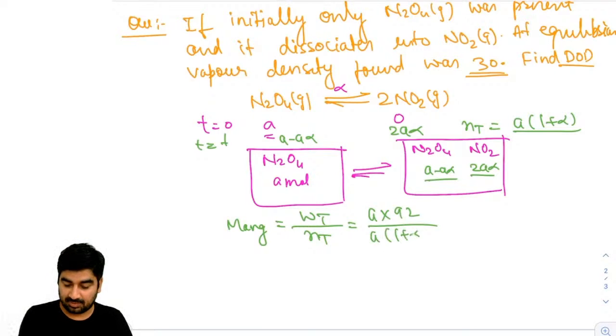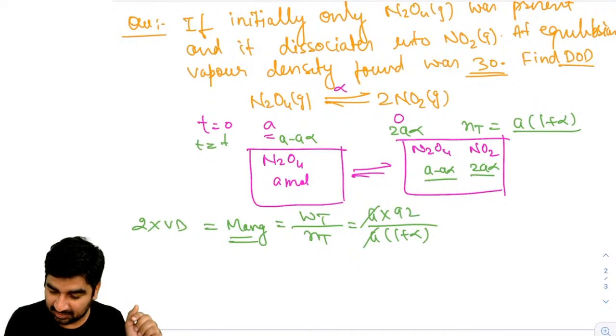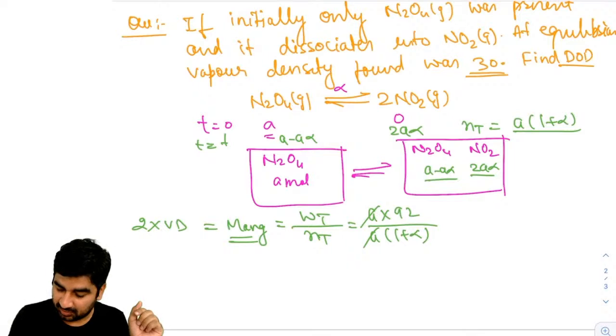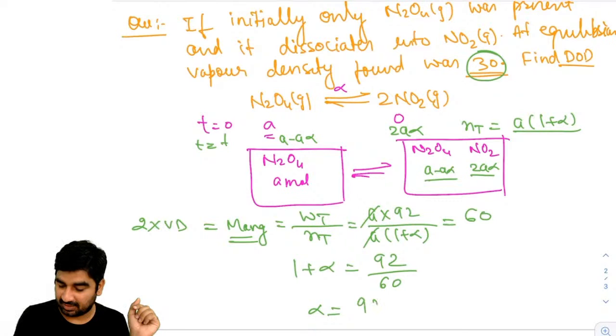Now what is M average? It will be 2 into vapor density. And if it is 2 into vapor density, and vapor density is given here as 30, so you can write here 60. So 1 plus alpha will be 92 over 60. So alpha will be, yes, you will get 32 over 60.